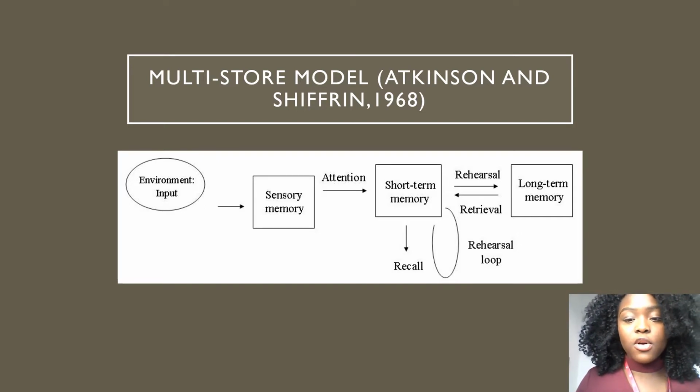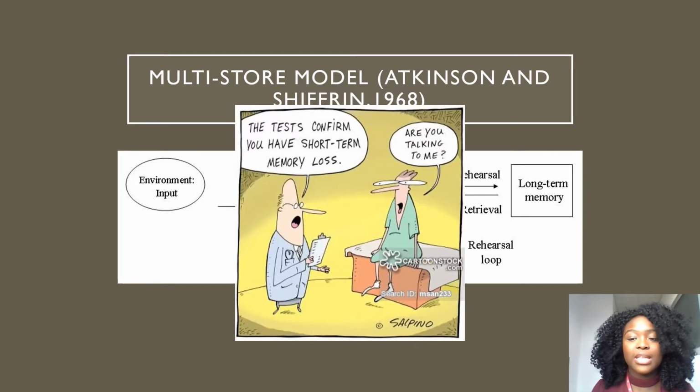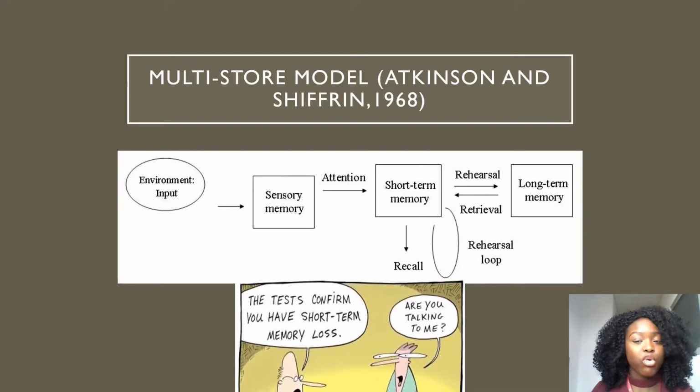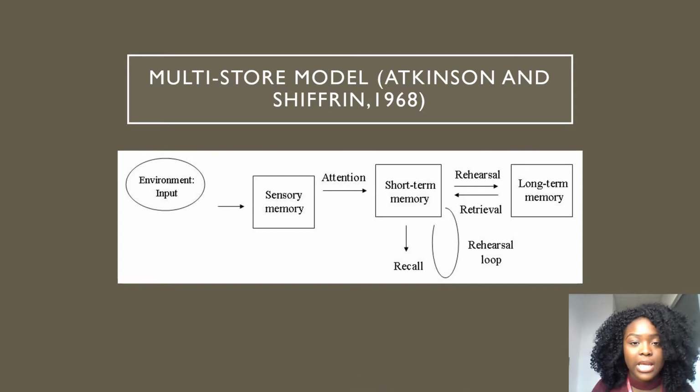From short-term memory, if the information is not seen as important, then we lose it. But if the information is seen as important, then it goes into the long-term memory. This is basically what the model is saying. And then we can remember the information forever, as the diagram suggests.